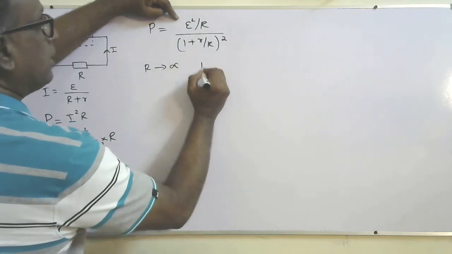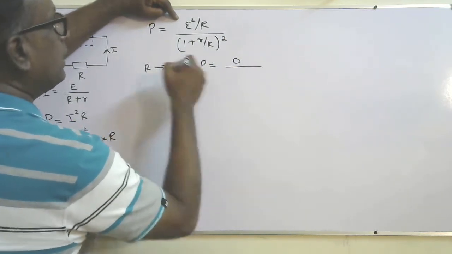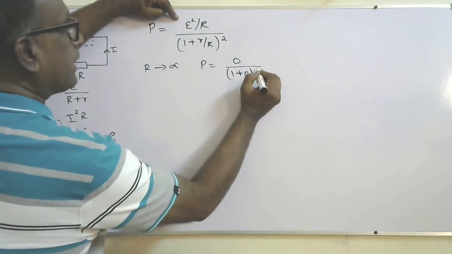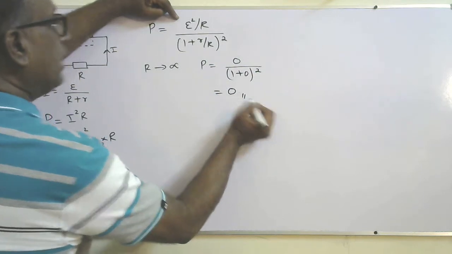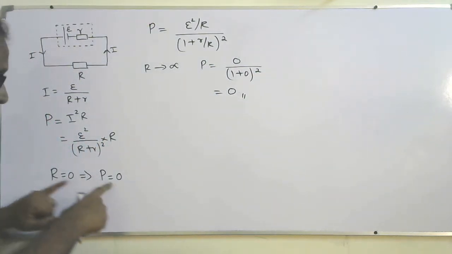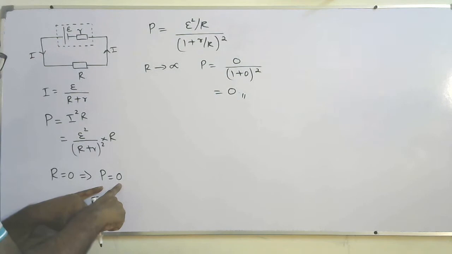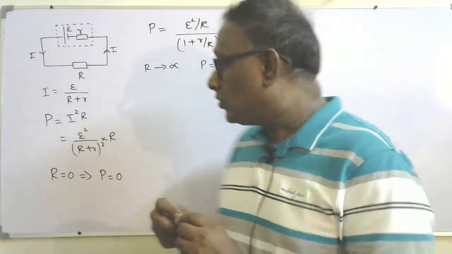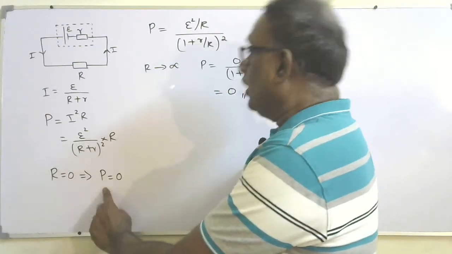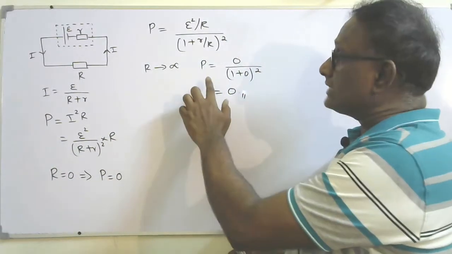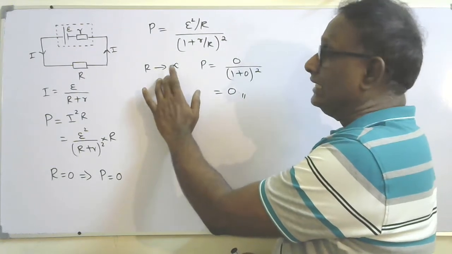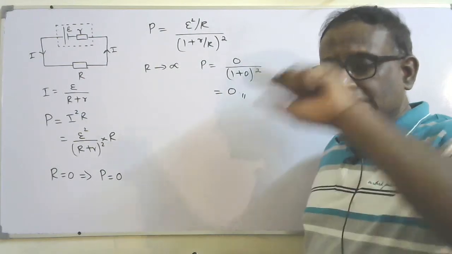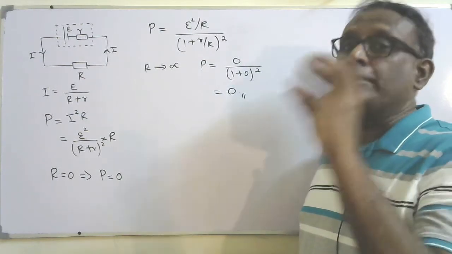So power will become 0 over 1 plus, again, this will be 0, all things squared. So that will become 0. When r equals 0 also, power is equal to 0. When the resistance of the external component is equal to 0, that also gives power 0. When the resistance of the external component becomes very large, theoretically infinity, that also gives 0. So that shows it's going to be a curve. There will be an optimum power.